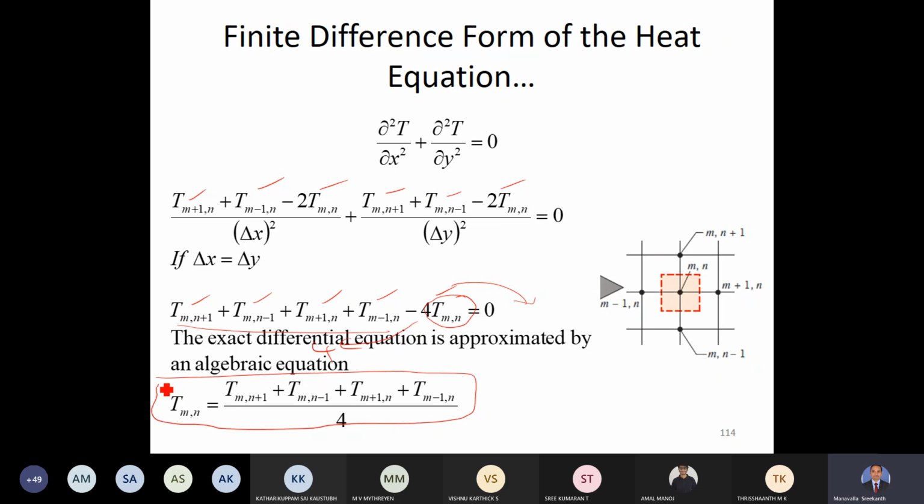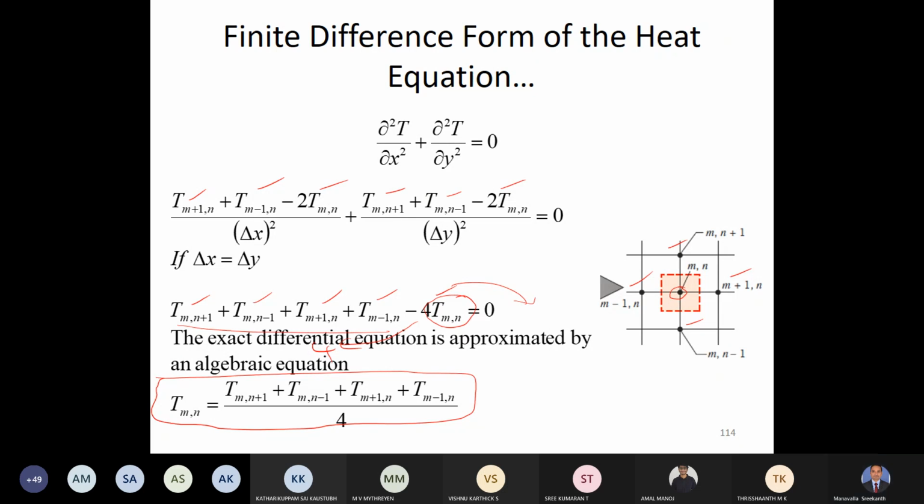Now you see here, it gives some physical sense. What it means is temperature at the center point is the average of this temperature, this temperature, this temperature, and this temperature. So basically, to find this temperature, you add these 4 temperatures and divide it by 4. That is the meaning. Okay, so this is the way in which we can reduce the partial differential equations to algebraic equations and come up with a system of equations.